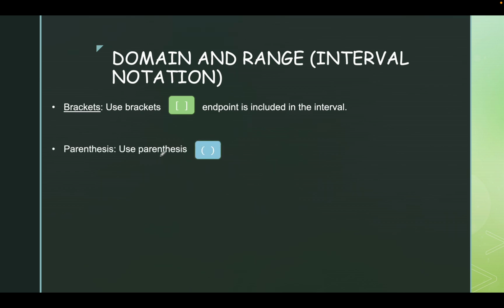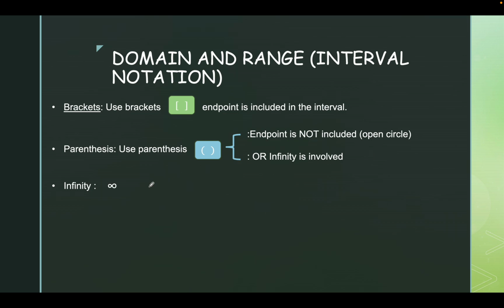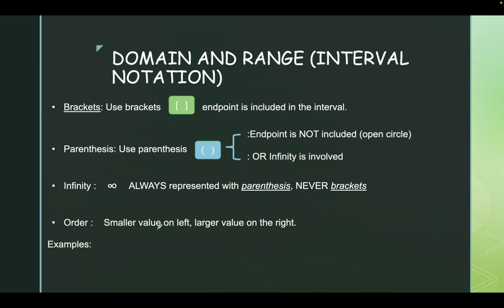Parentheses. We'll use parentheses, the curved ones, when the endpoint is not included, when we see an open circle in the graph, or when infinity is involved. We'll talk more about these details later. Infinity, when something goes on forever, is a little sideways 8. It's always represented with parentheses, never brackets. The brackets are only for when there's a stop and the endpoint is included using a closed circle. Your smaller value is going to stay on the left, larger on the right.